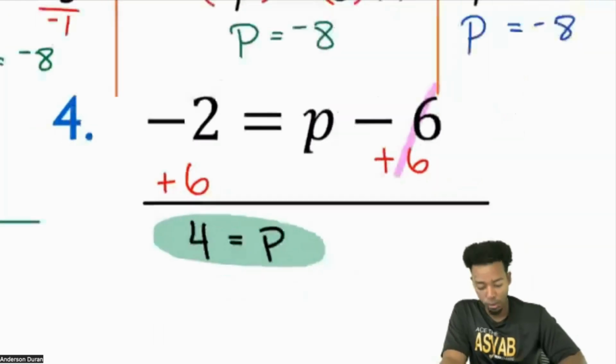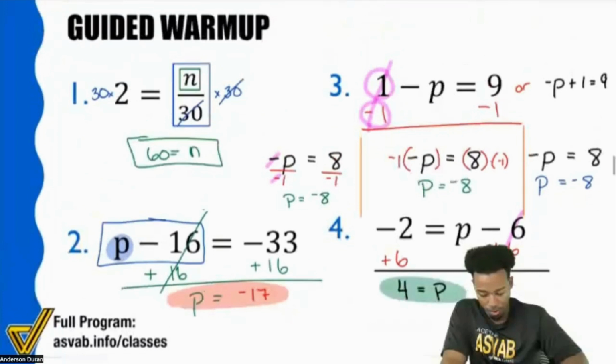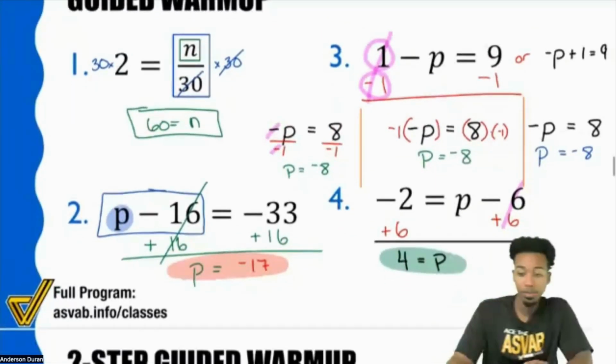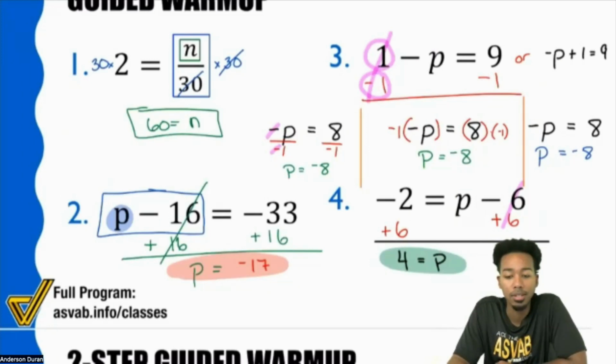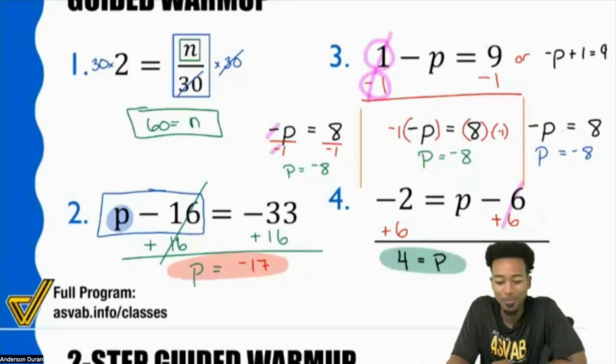And so here are your answers, my party people. Let me zoom out really quick to give you a good look. Your answers are, for number 1, 60, number 2, negative 17, number 3, negative 8, and number 4, positive 4. So how do you guys do? How do you feel about those? Good, good, good. Perfect.